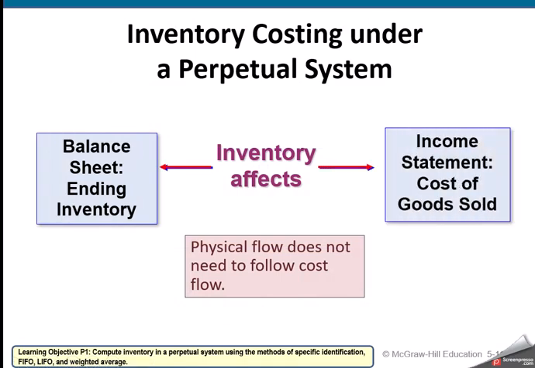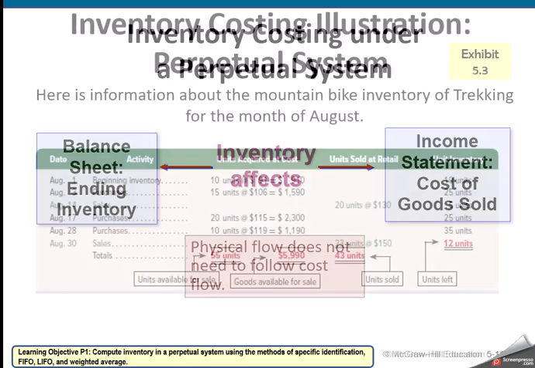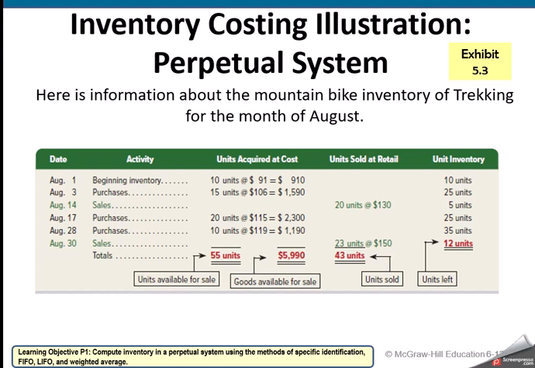So our inventory, again, under a perpetual system, is going to impact our balance sheet because our ending inventory resides in our current assets, and it's going to impact our income statement because what was sold goes to cost of goods sold. And as I said, the physical flow doesn't have to follow the cost flow. So you could be a grocery store and you could do last in, first out. You don't have to do first in, first out. Or you could be Earthenwood and you could do first in, first out. It doesn't have to follow how your inventory moves.